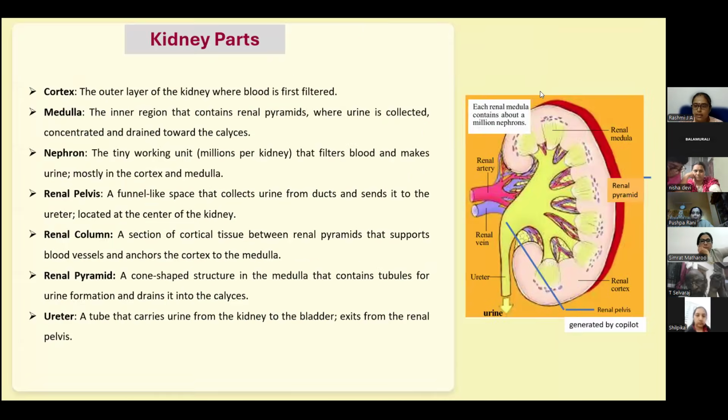Now these are all the kidney parts. Here what I wanted to tell you is that I will just read these parts and show you in the picture. You need not remember everything. This is just for you to know. One thing you have to remember, which will be beneficial for you, is that when you come across the word renal, you must know it is related to the kidney.